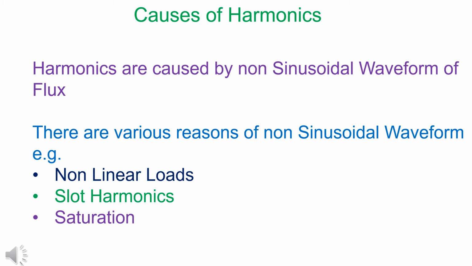Harmonics are caused by the distortion of the flux phi. Induced EMF is proportional to d phi by dt. Hence, distortion of the flux leads to the distortion of the EMF. Flux is distorted due to nonlinear load, slot harmonics, saturation of flux, etc. Let us examine these factors one by one.